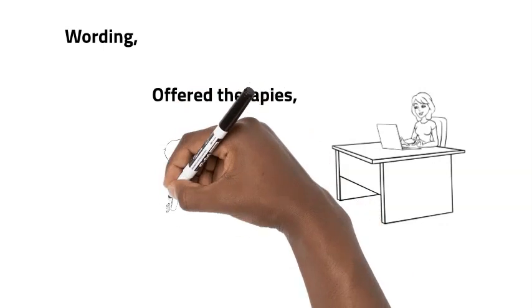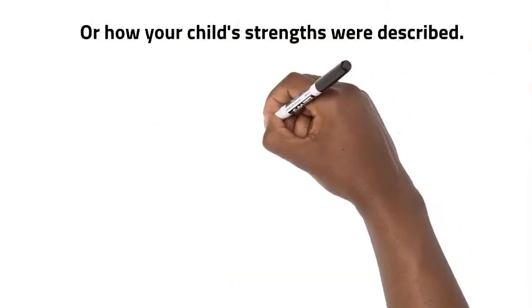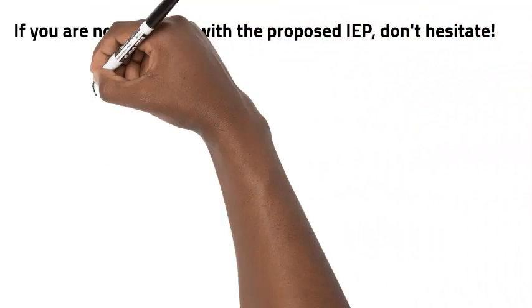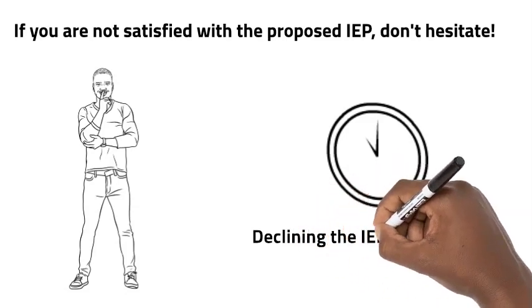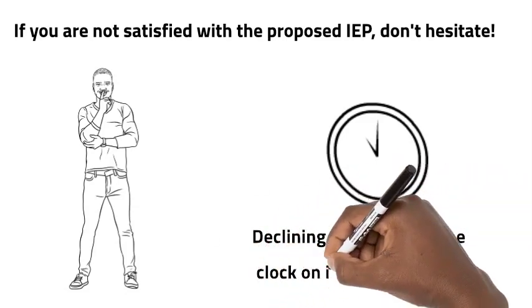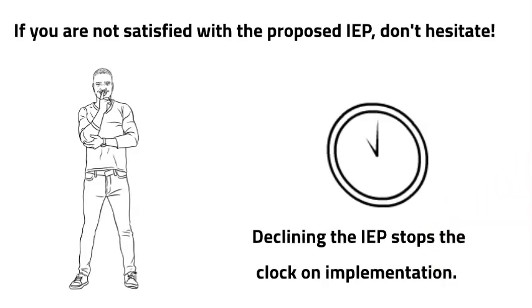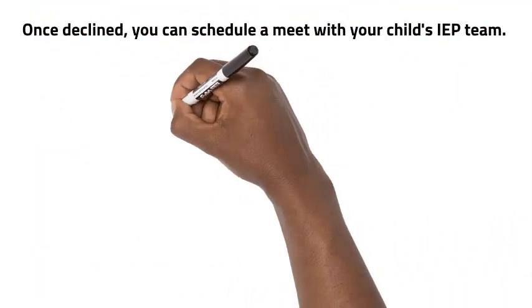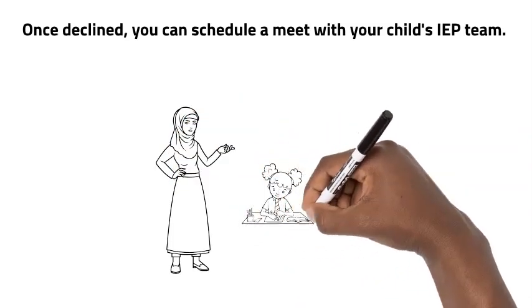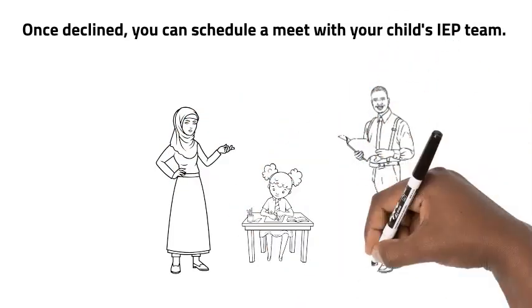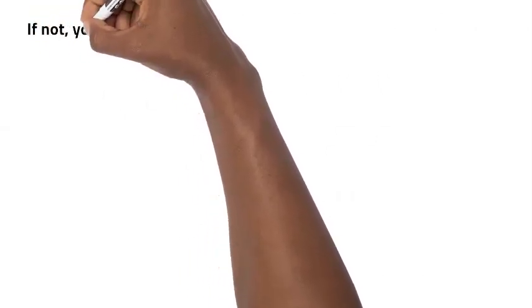You might disagree with the IEP due to a misunderstanding, wording, offered therapies, goals, progress, or how your child's strengths were described. In any case, if you're not satisfied with the proposed IEP, don't hesitate to communicate with your school in writing. Declining the IEP stops the clock on its implementation. Once you've declined the IEP, you can schedule a meeting with your child's team to find common ground. Hopefully, a simple conversation will resolve the issues. If not, you have some options.